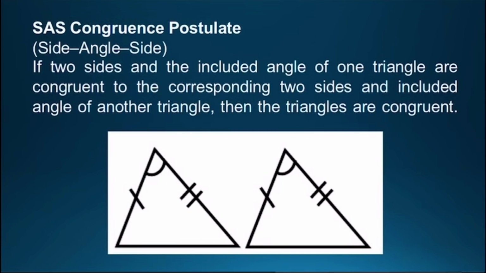If two sides and the included angle of one triangle are congruent to the corresponding two sides and included angle of another triangle, then the triangles are congruent.